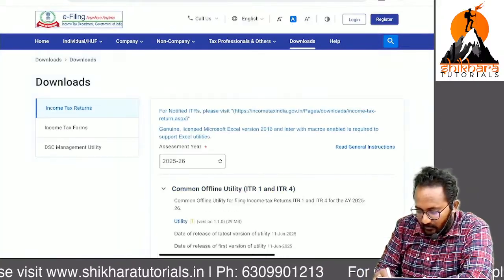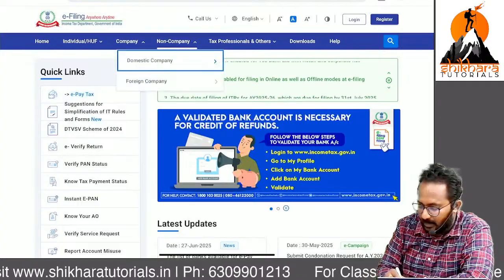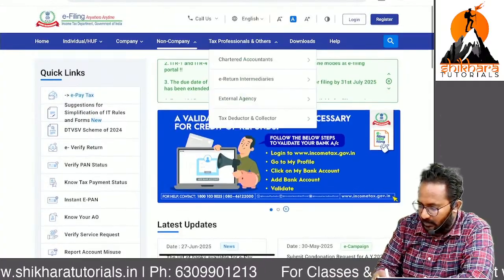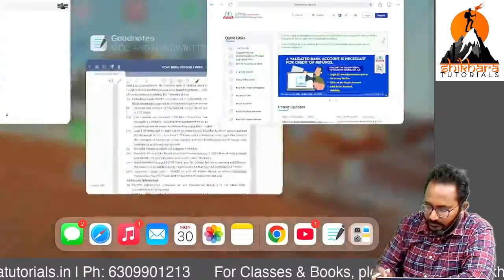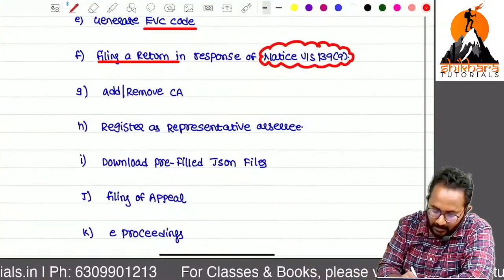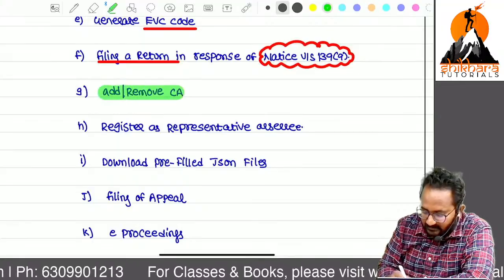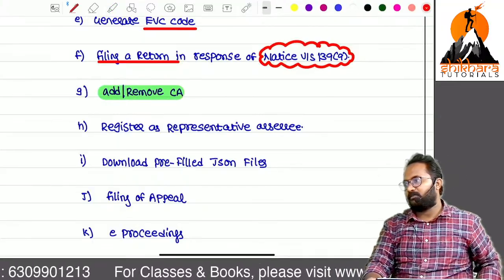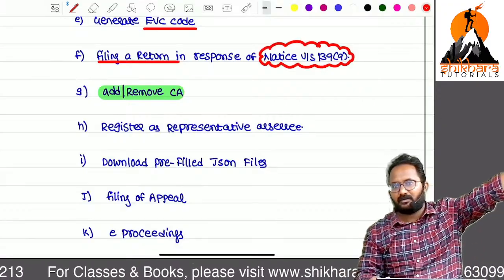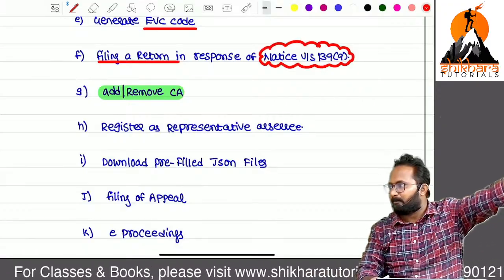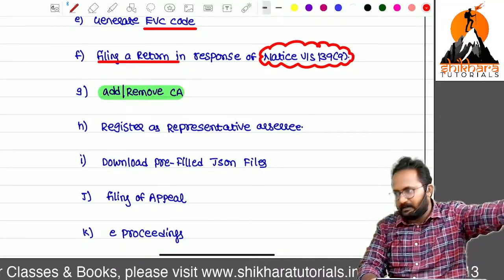After login, you also have these options like a bar. In this blue color column, you will get more and more options. In one of the options, you can add your CA and you can remove your CA. Software employees will always add their CA details, because in future if any issue arises, the CA can act as an authorized representative.